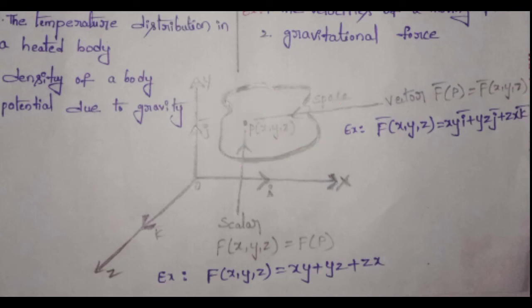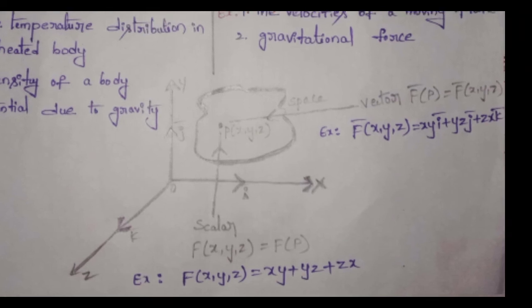Here first of all, I assign a real number to the point. Then it is called scalar point function. See the example. Here f of x comma y comma z is a scalar point function that equals xy plus yz plus zx. This is the example of scalar point function.